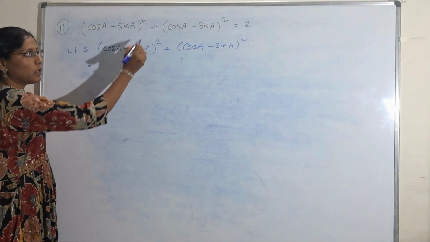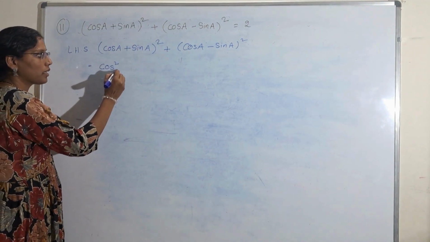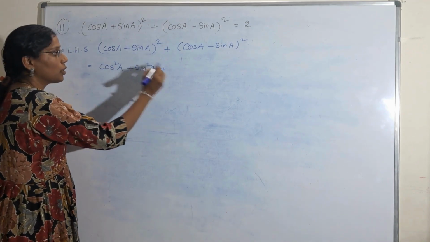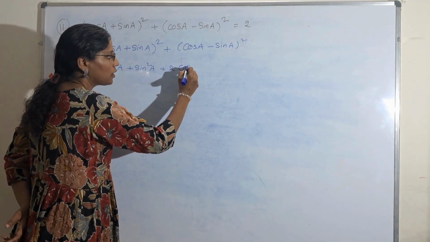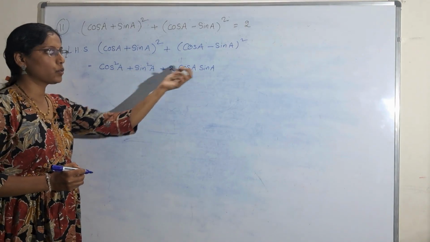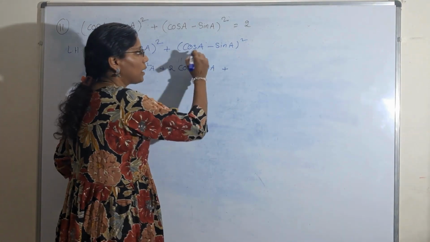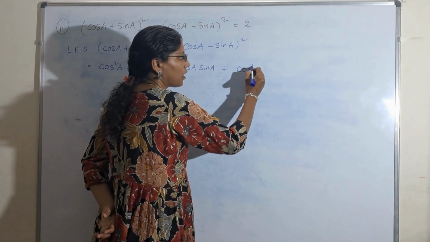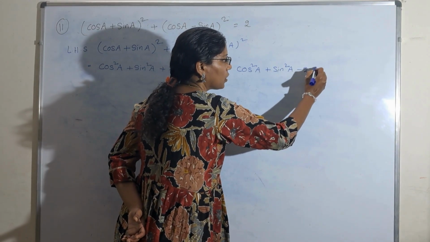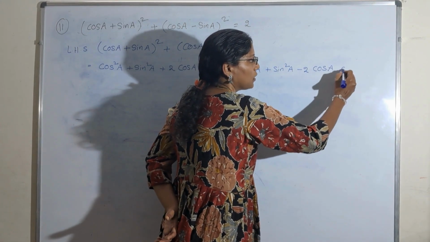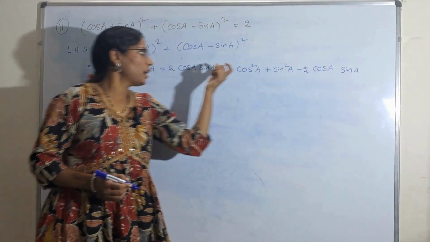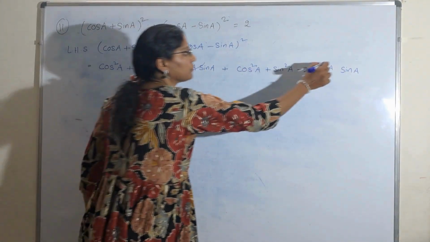First formula, the (A + B) whole square formula: cos square A plus sin square A plus 2 into cos A into sin A. That is A square plus B square plus 2AB. Okay. Next, the (A − B) whole square formula: cos square A plus sin square A minus 2 cos A into sin A. Any cancellations? Minus 2 cos A sin A, here plus 2 cos A sin A.